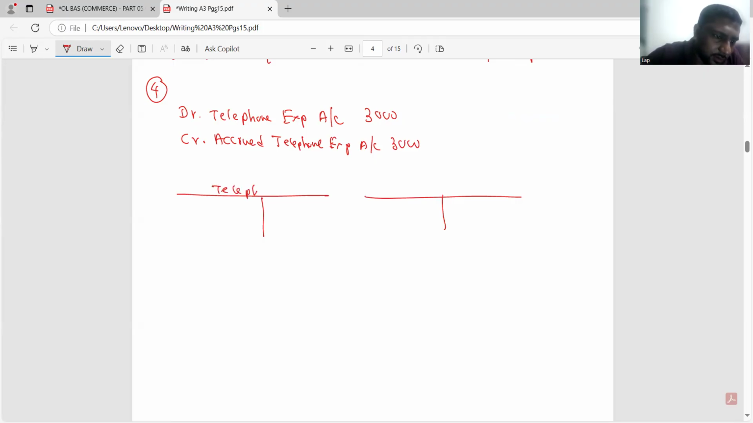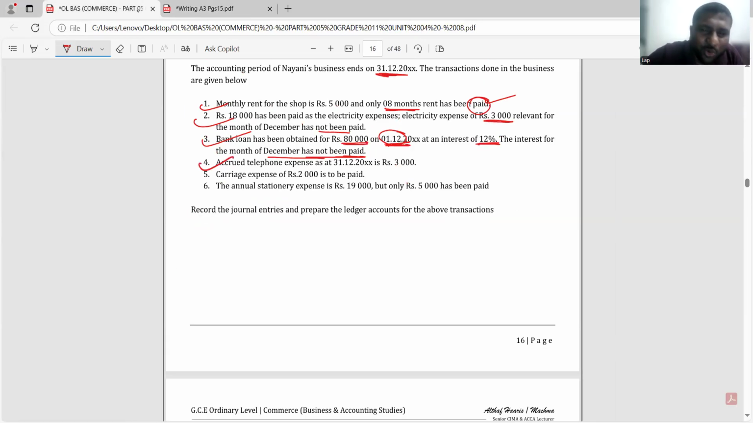So telephone expense, accrued telephone expense, liability, 3,000, 3,000. Here accrued telephone expense. Here telephone expense. Simple people. With that, I'll do the next one also, because now you know we have practiced a lot of questions. This is the purpose of practicing a lot of questions.